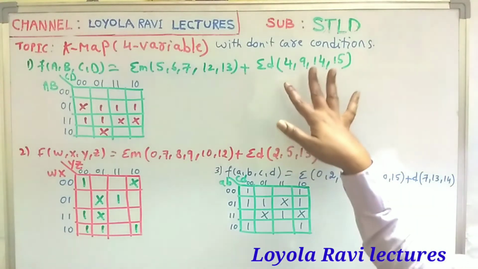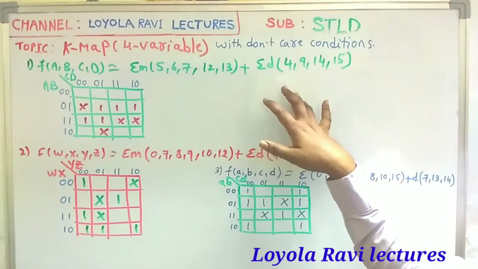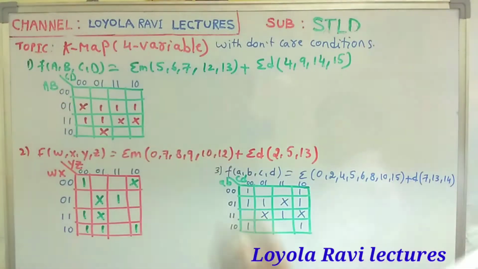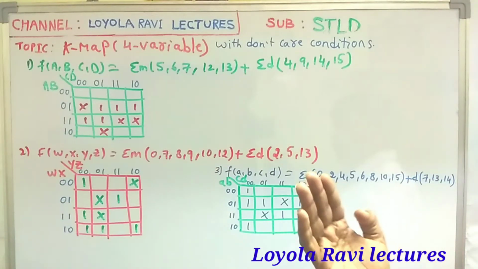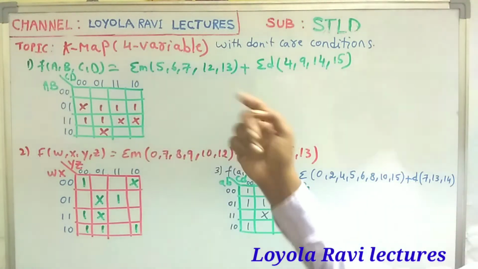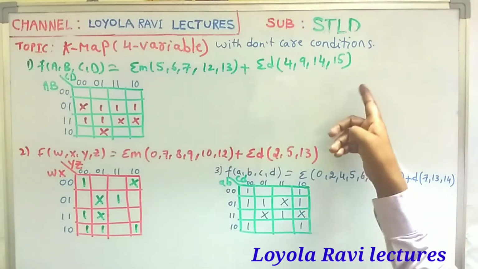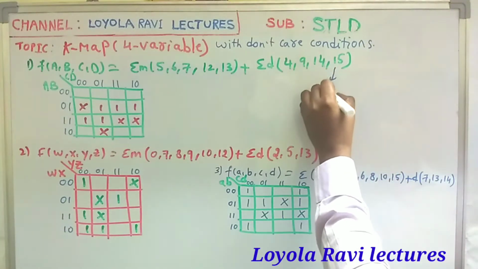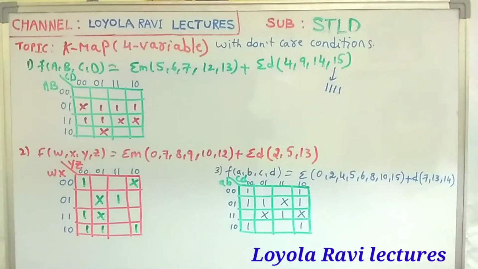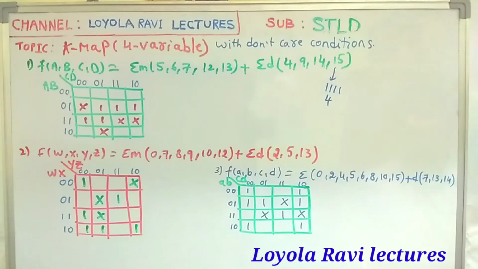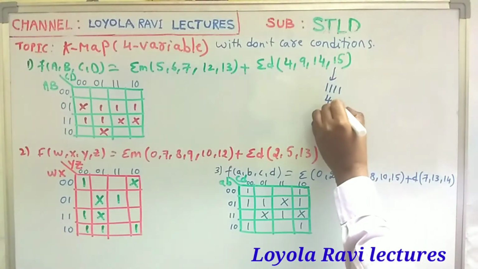First, after seeing this problem, we have to check the number of variables. We have 4 variables. This is one way. If we do not mention variables a, b, c, d, and directly give f is equal to, then we find the maximum term. The maximum term is 15. Convert that into binary, which is 1, 1, 1, 1. That is 4 bits, so we need a 4-variable K-map.